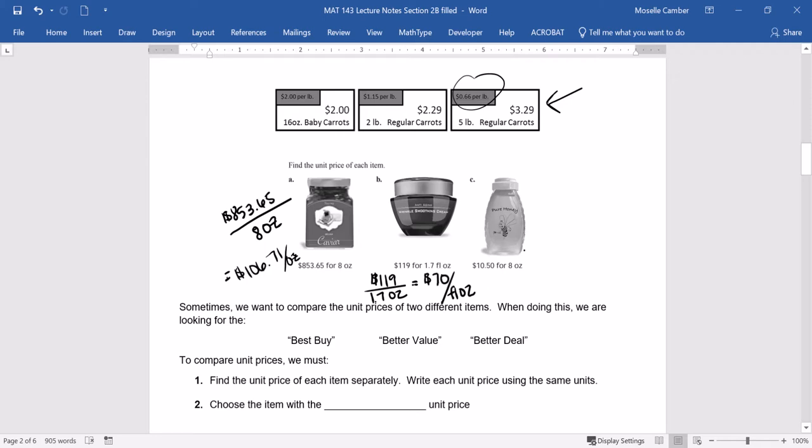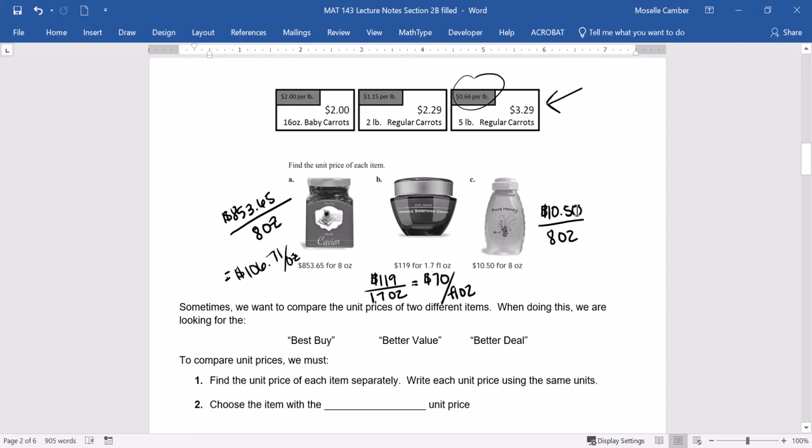Now let's look at the honey. So the honey is $10.50 for 8 ounces. Now this is the same amount as the caviar. You can tell it's definitely much cheaper, right? But let's see exactly what that unit cost is. So again, we're going to take the cost for all of it. So it's $10.50 for the entire thing of honey, which is 8 ounces.